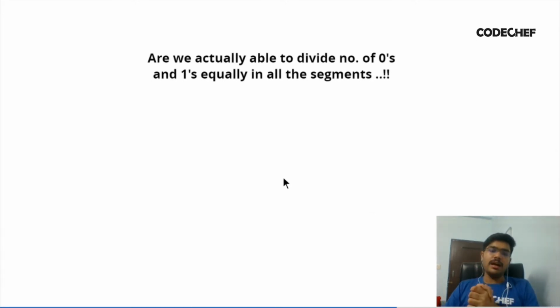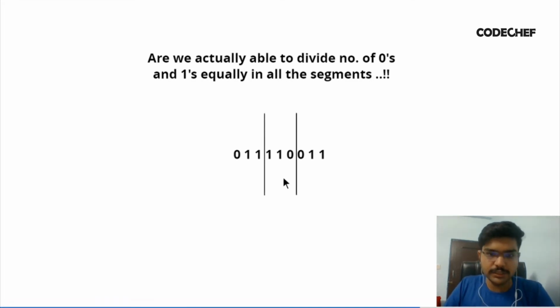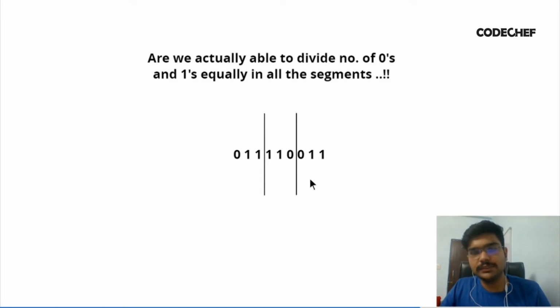So how can we divide the number of zeros and the number of ones equally in all segments? This is the question: are we able to divide it or not? So how can we do this? Let us take this example forward. We have this string and we want to divide the number of zeros and the number of ones equally in all segments, and check whether we are able to divide it equally or not.